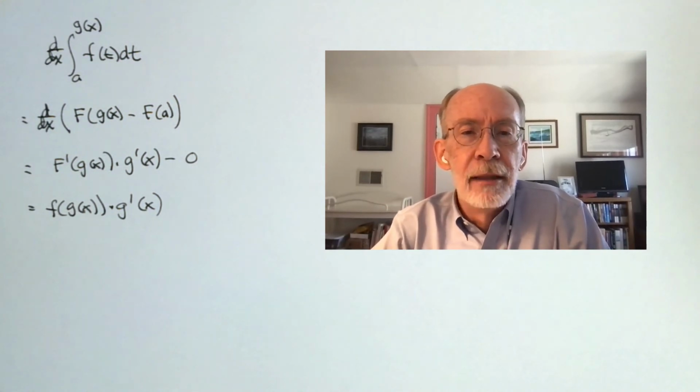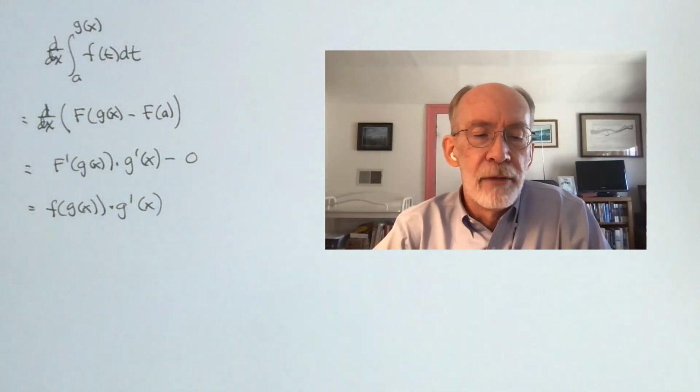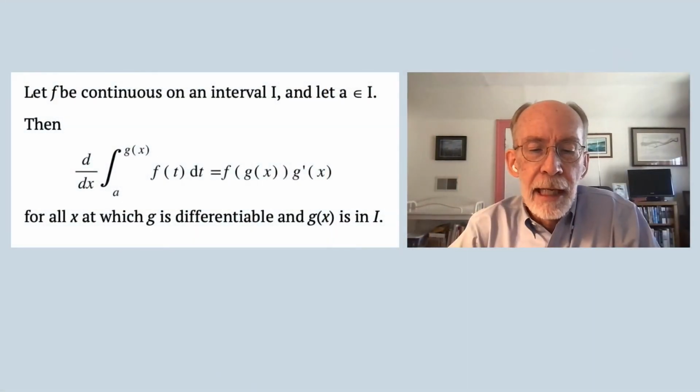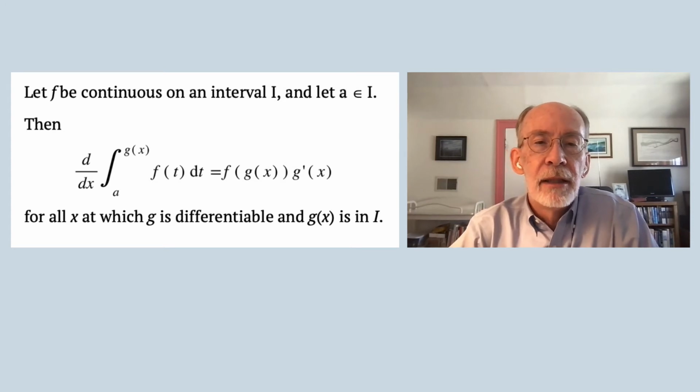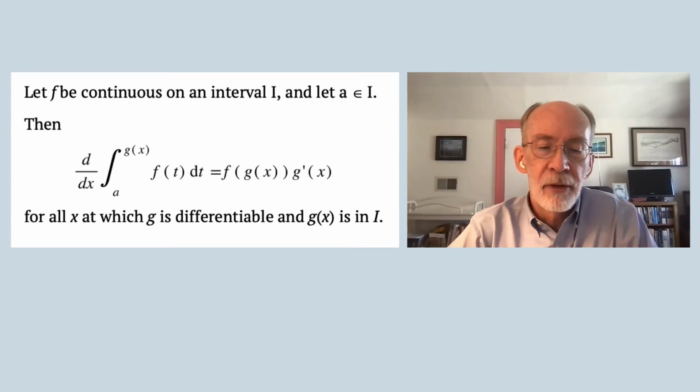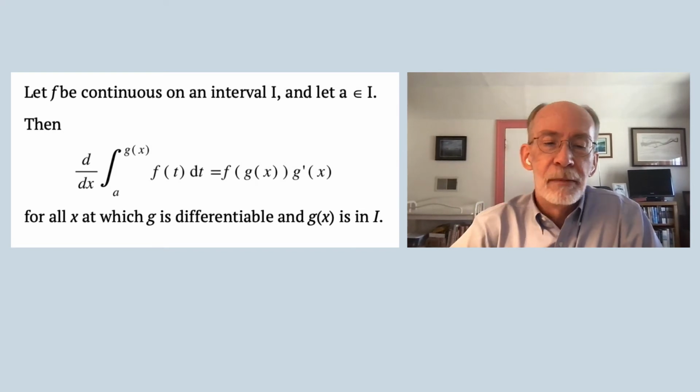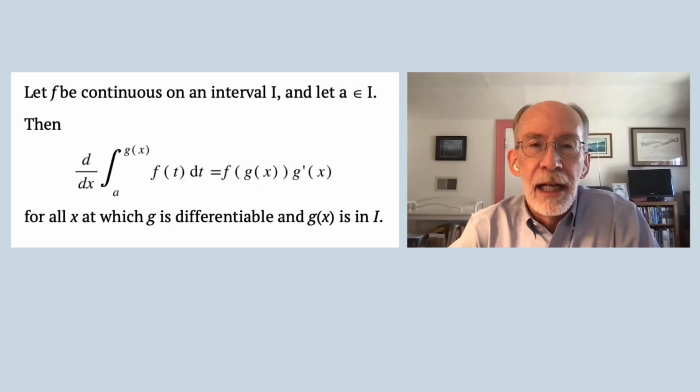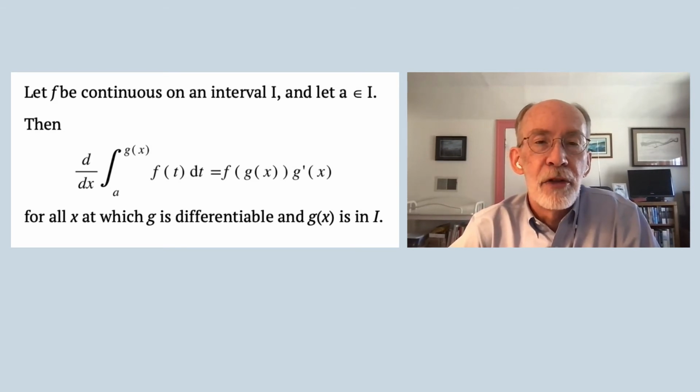I'll place on the screen a more formalized version of this. And what it says is that the derivative of the integral from a to g of x of f of t dt is equal to f of g of x times g prime of x, given the right conditions. And the right conditions are that f has got to be continuous on some interval I, and that g has got to be differentiable, and this will then be true for all x's for which g of x is in I.